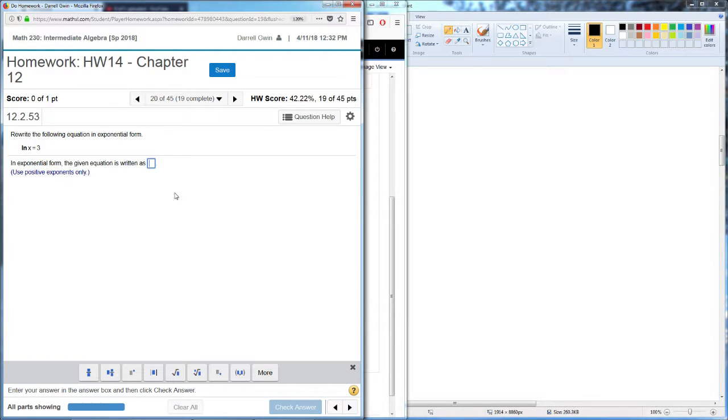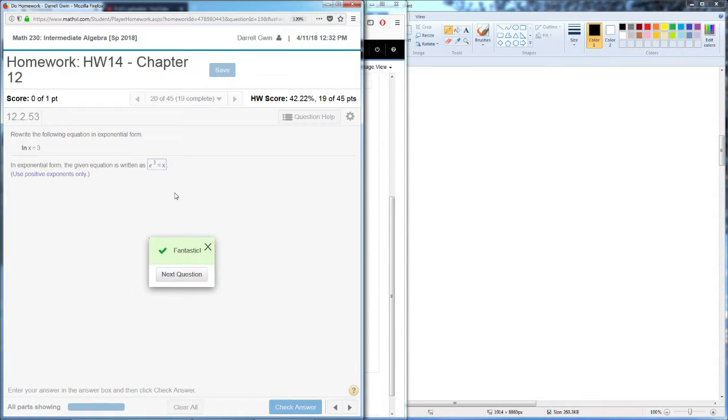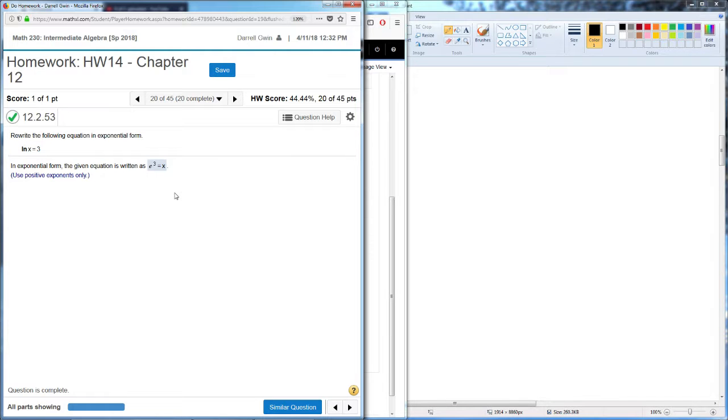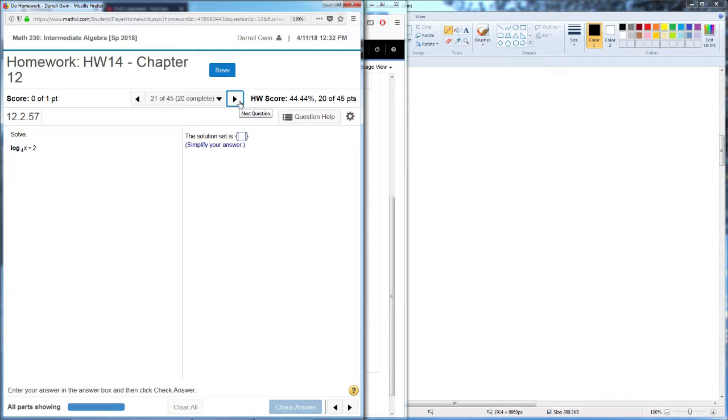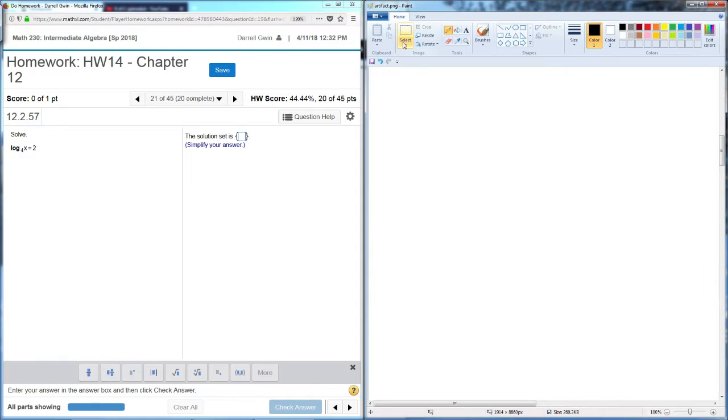Write in exponential form. So it is base e. Let's see. Base e to the power of 3, because the log equals the exponent 3. And the only thing I didn't use was x, so that has to be it. That's why there are so many problems, because a lot of this stuff is pretty easy. What's the solution? Well, let's figure that out.